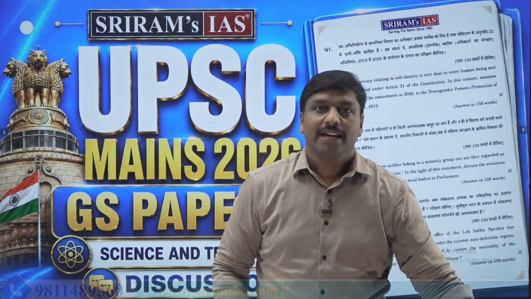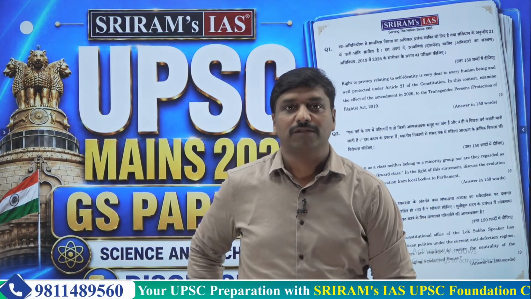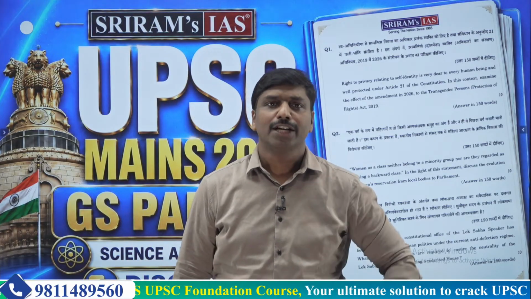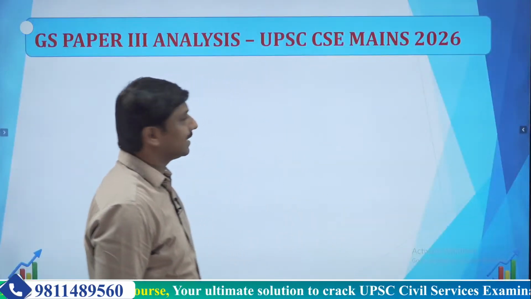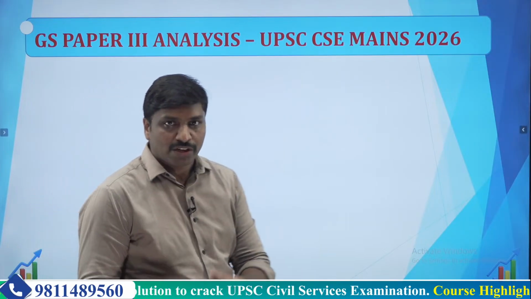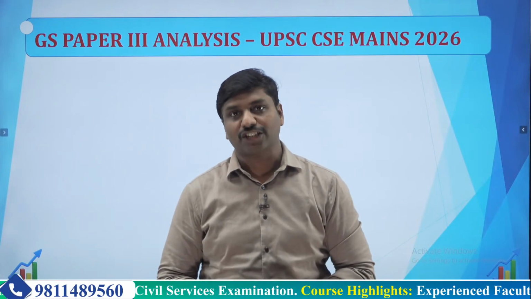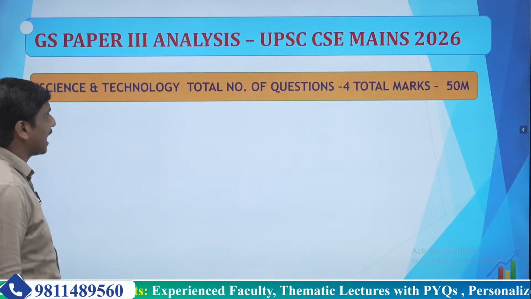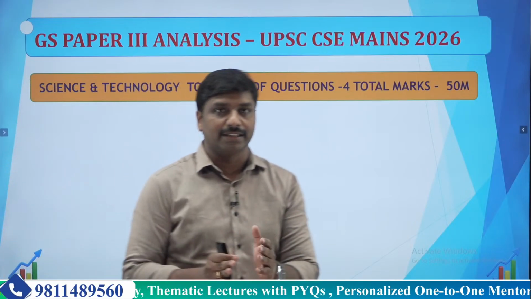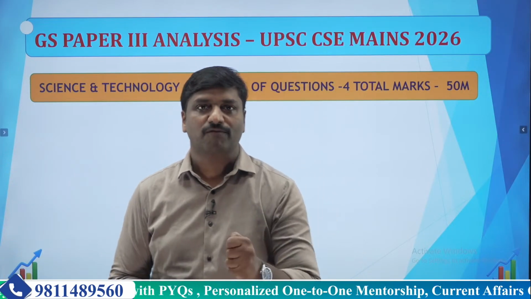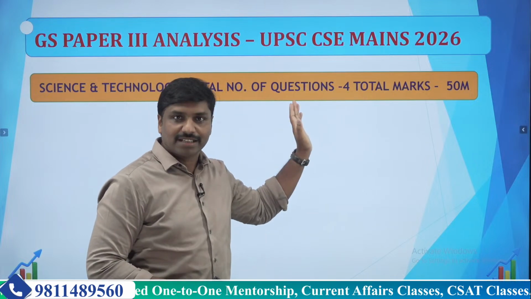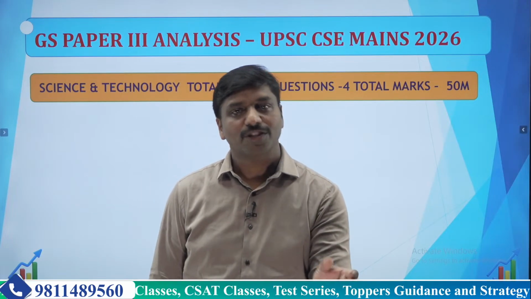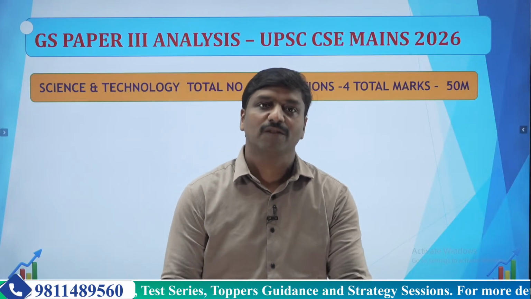So friends, if we look from the perspective of the question paper of UPSC 2026 GS paper 3, in the sectional analysis there are 5 important or major sections. The first section is science and technology. This year, in 2026, we have got 4 questions from the science and technology section: 2 10-marker questions and 2 15-marker questions, a total of 50 marks.